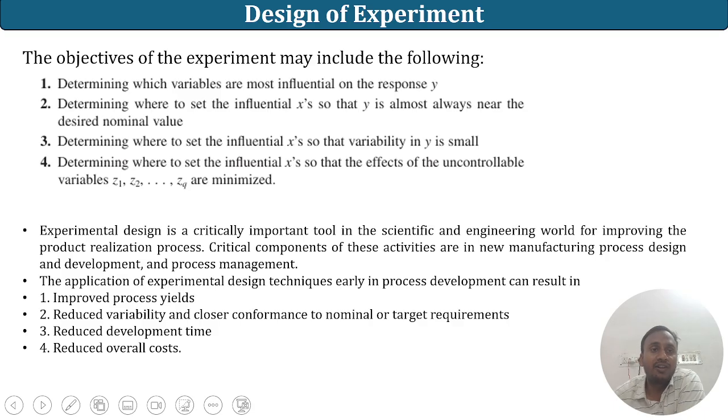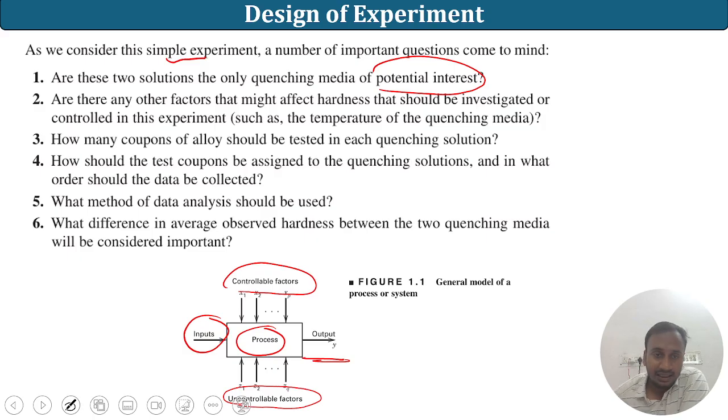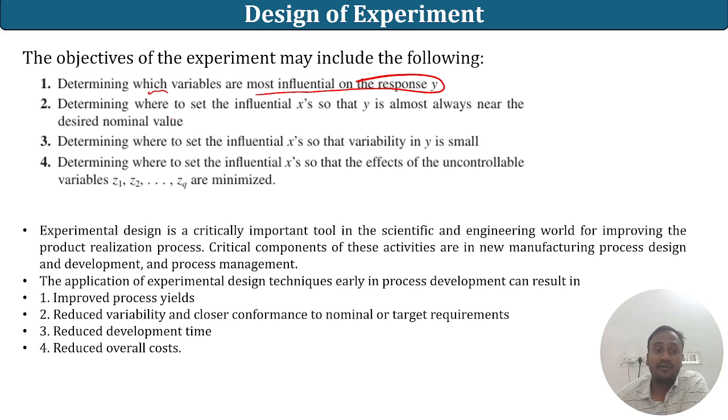The objectives of the experiment are to determine which variable has the most influence on the response, and our agenda should be that factor, not the uncontrollable factor. First we finalize which variable has the most influence on the response y. Then determine where the set of influence of x's on y is near the desired nominal value, where we find the closest value. Then determine the set of x where the variability in y is small.